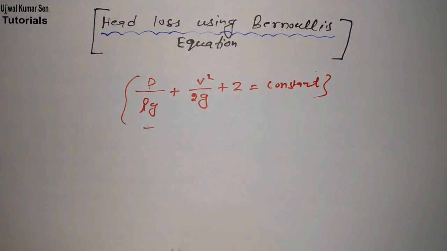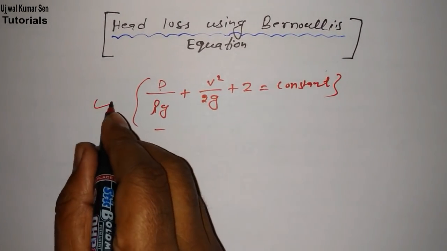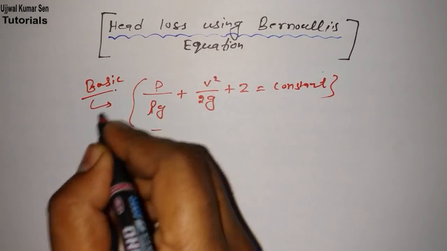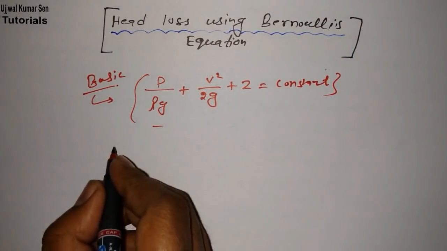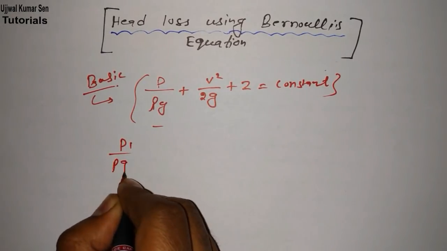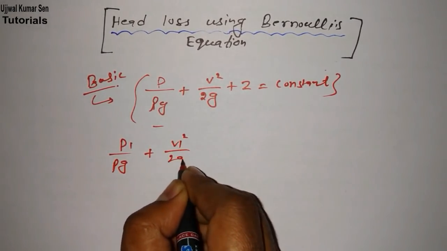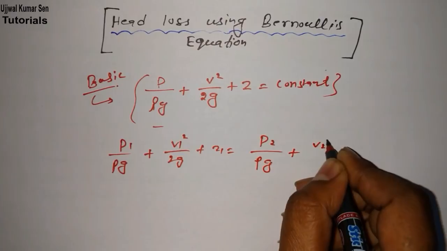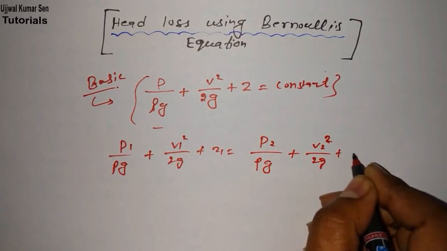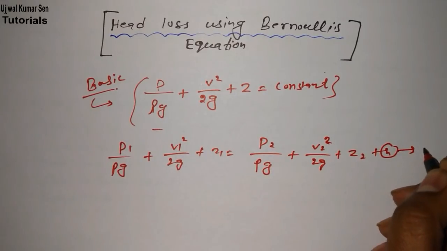In that question, you have to use this formula. This is the basic concept to solve that problem. By using this formula you can solve the numerical problem quite easily. I'll share with you how to solve that numerical problem, as well as that question. What you have to do is use P1 by rho g plus V1 square upon 2g plus Z1 is equal to P2 by rho g plus V2 square by 2g plus Z2 plus h. You have to find this h.